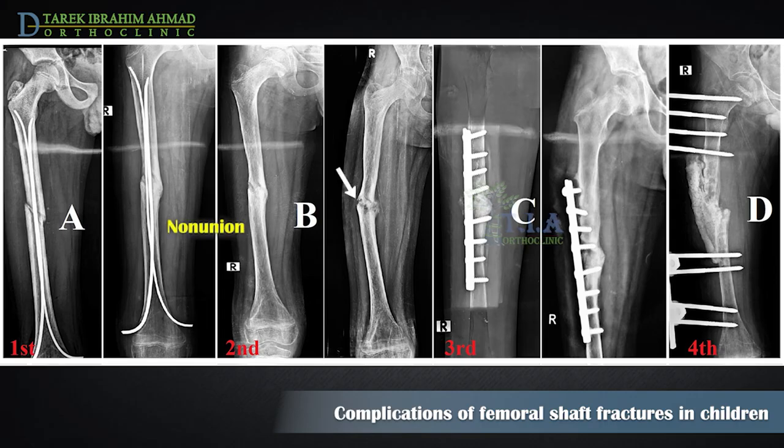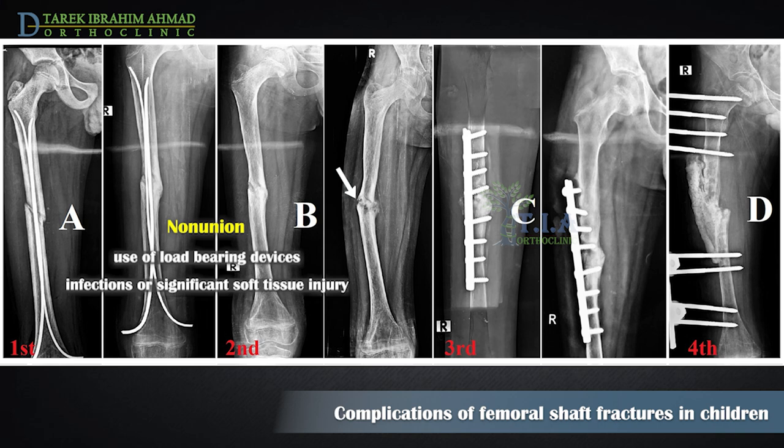Non-union. Non-union in children is very uncommon. Higher risk of non-union is with external fixator or submuscular plates. It is also associated with infections or cases in which significant soft tissue injury has occurred. High rate of fracture union if appropriate treatment is selected based on patient age and fracture pattern.